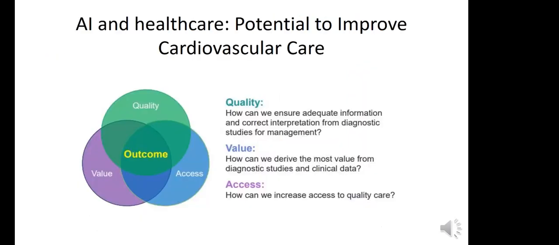Using AI within healthcare promises to improve cardiovascular care by providing quality care, wherein correct information and interpretation is provided for patient care, through value by maximizing the amount of data and knowledge extracted from imaging and clinical studies. And finally, by improving access, wherein people all over the world start having access to quality care.